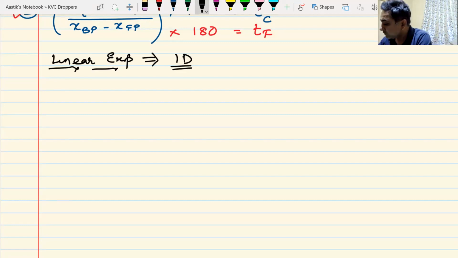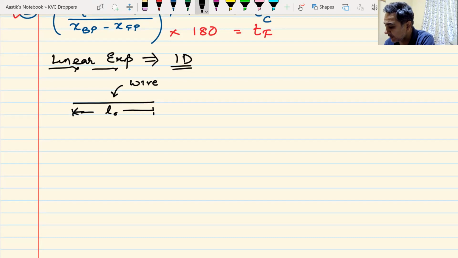Okay. Now, this is a one-dimensional body. This is a thin wire. The length of this wire, let us say, is L naught. Naught meaning initial, zero, initial. This is a thin wire whose length is L naught.